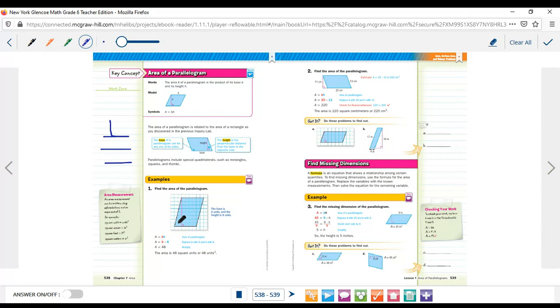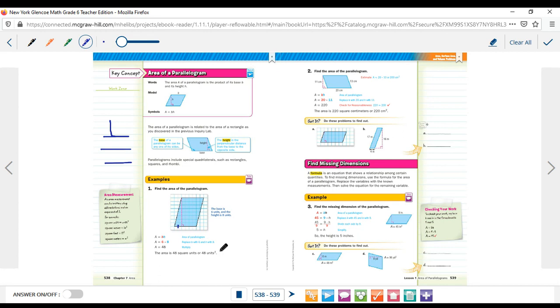And for area, you also have to count each one of these spots. You can kind of dash it off if you want to make it easier to see. 1, 2, 3, 4, 5, 6. So it's going to be 6. Area equals 6 times 8, which is 48.